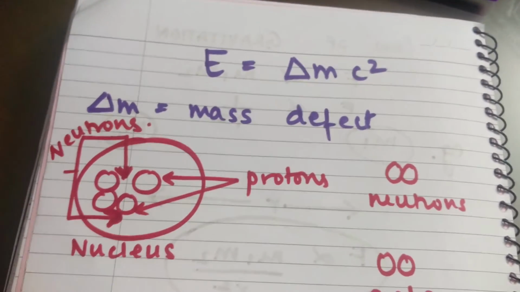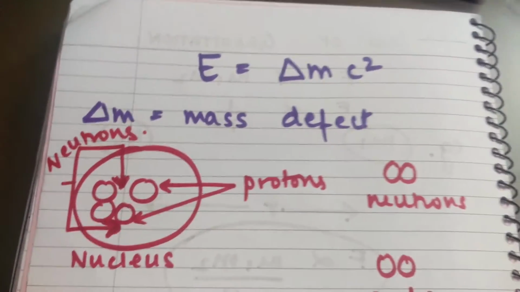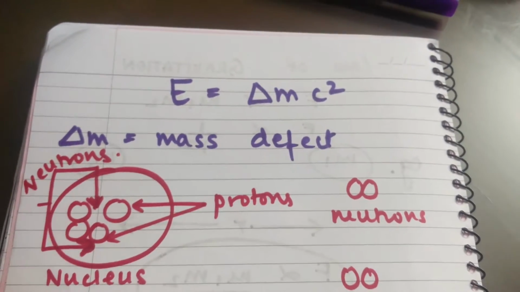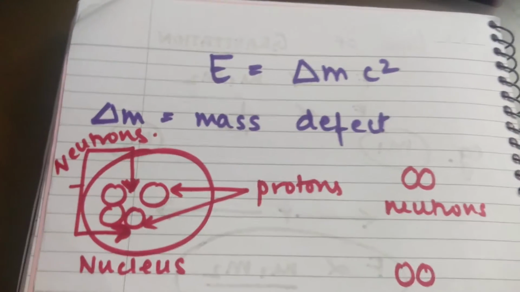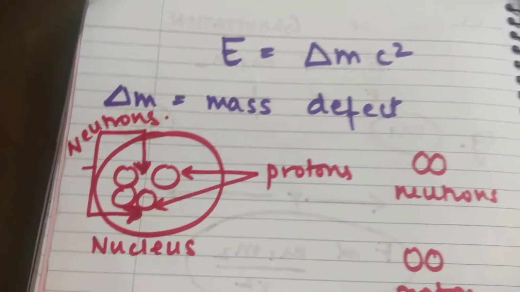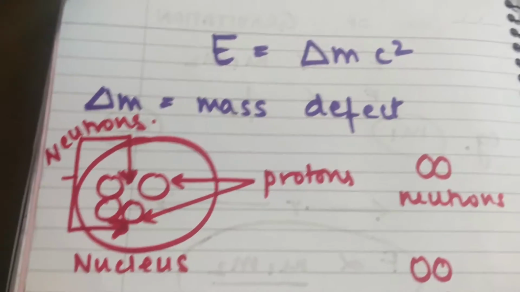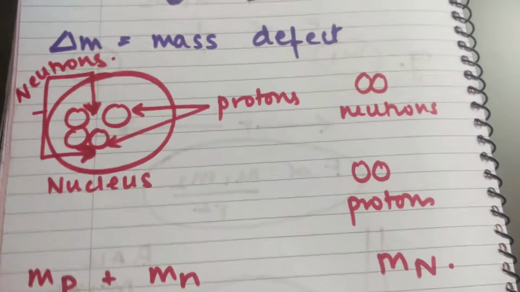extremely revolutionary, path-breaking equation. It basically tells us whenever there is a loss of mass, it generates energy, and whenever there is energy, energy is capable of creating mass. So energy and mass are actually interrelated. They can create one another. Now, what exactly is mass defect?